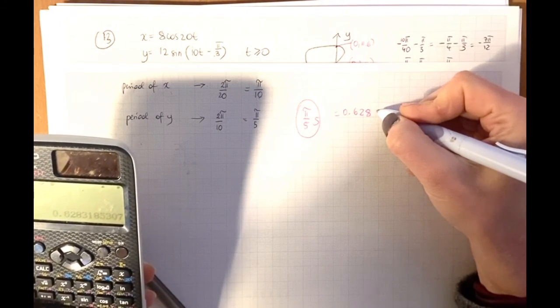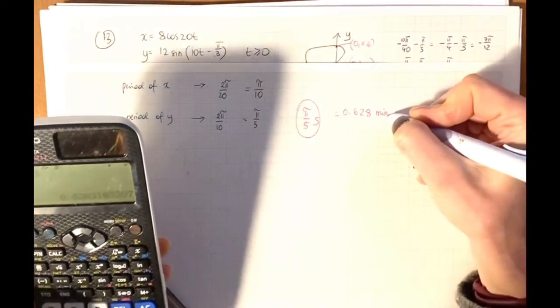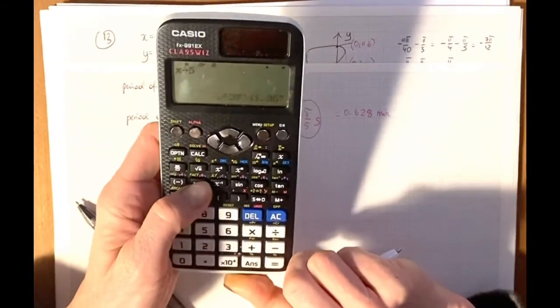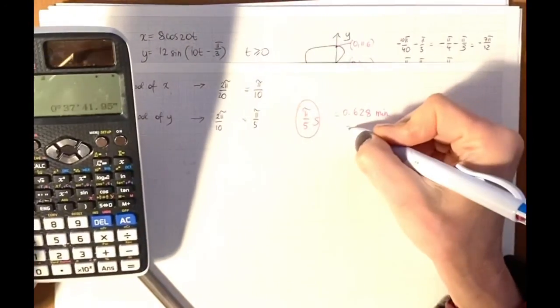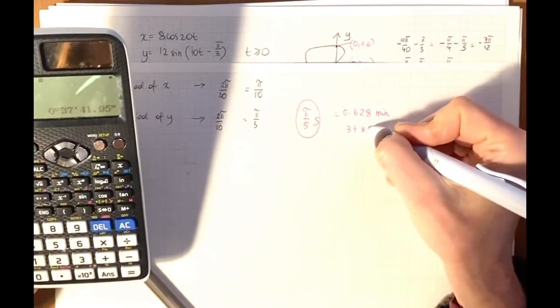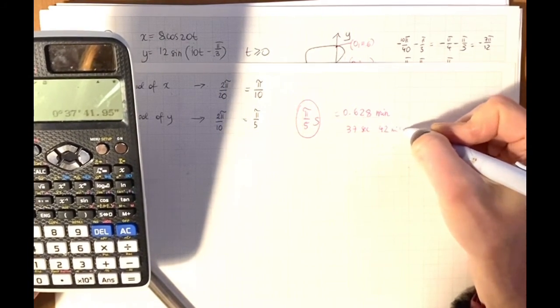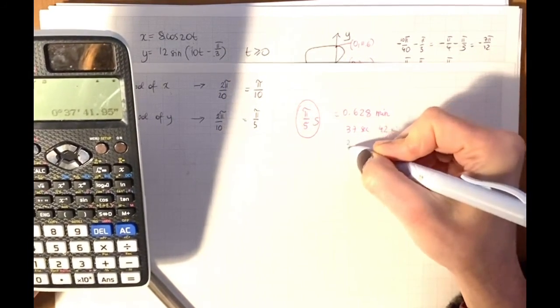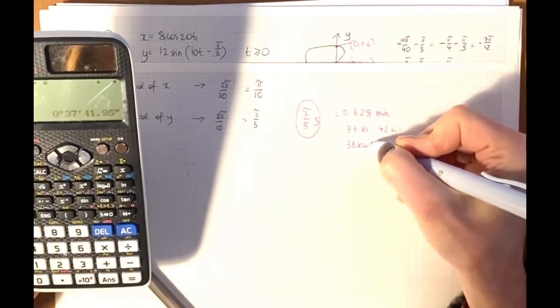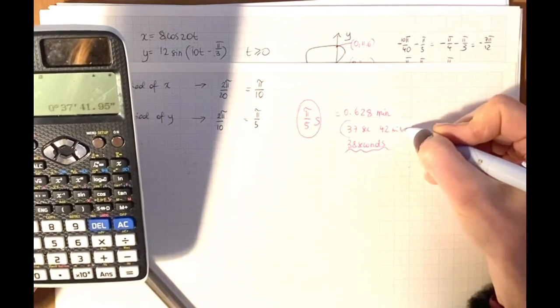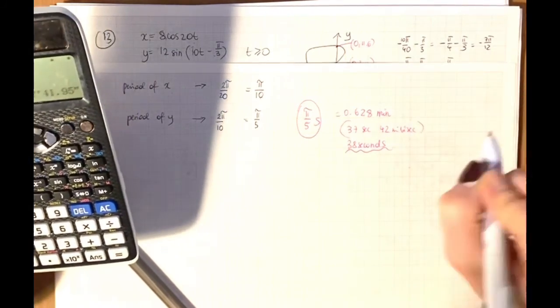T is minutes. So let's change it to seconds. So press the time one. So it's 37 seconds and 42 milliseconds. So round it up to 38 seconds.